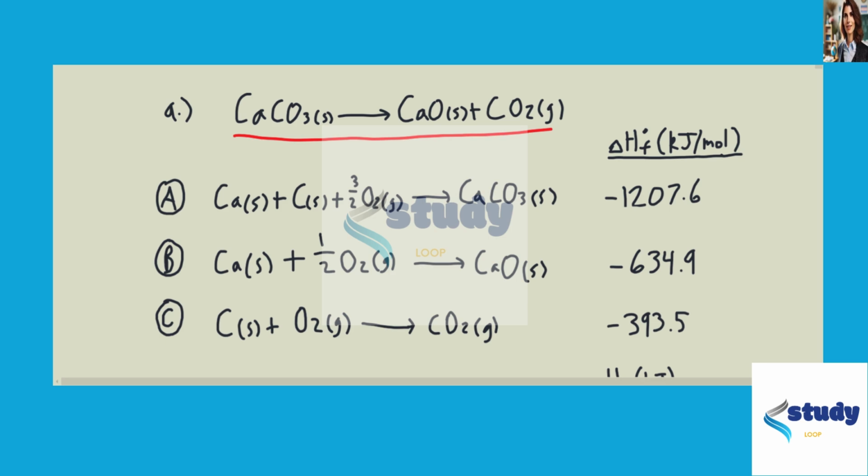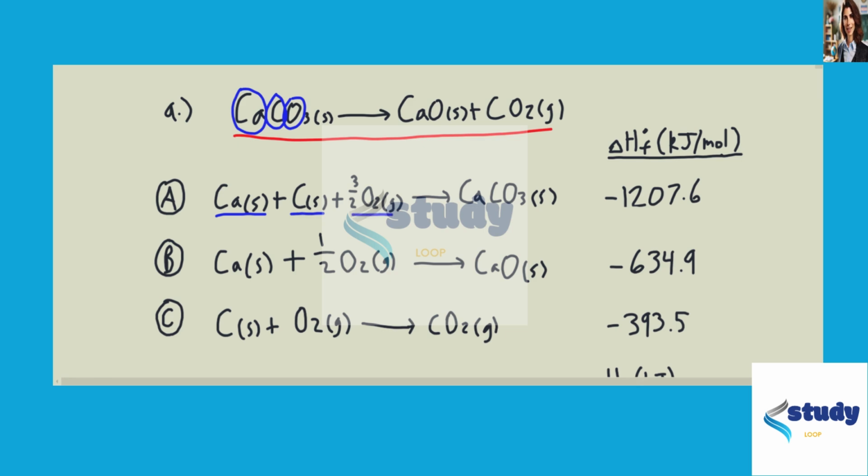We write out the formation reaction for each of the chemical species involved in the overall reaction, and we start with CaCO3, and we see that we need calcium, carbon, and oxygen to form CaCO3. So for the formation reactions, the reactant side is going to be elements that occur naturally and do not require any energy in order to form. So that would be solid metals like calcium and carbon, and diatomic gases like oxygen.